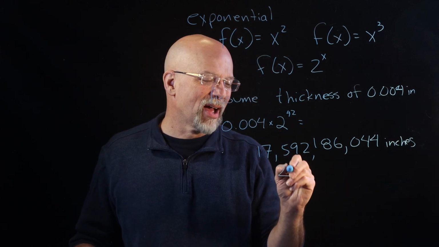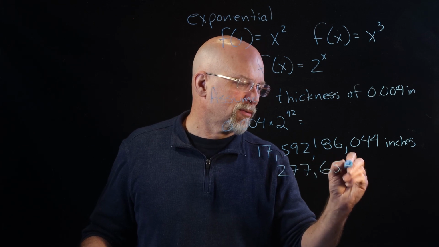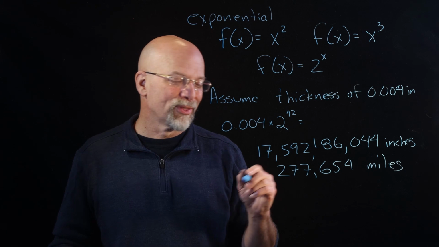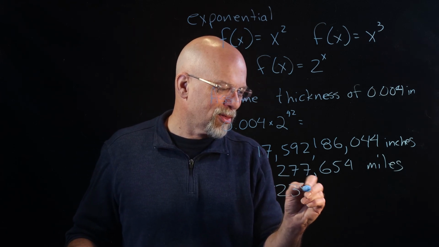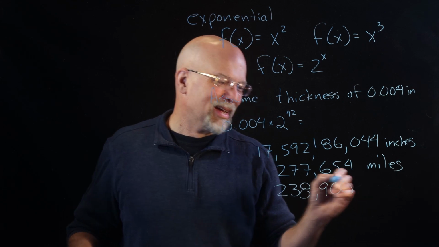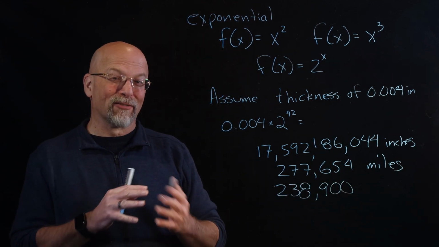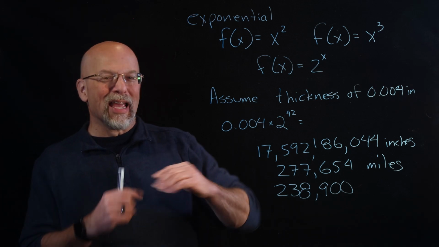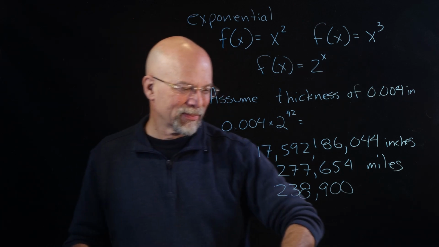Well, it turns out in miles, that's 277,654 miles. You know how far it is to the moon from the Earth? Well, from the moon to the Earth, it is 238,900 miles. So it turns out that if you fold a piece of paper, if you can, in half 42 times, its stack will actually go past the moon.